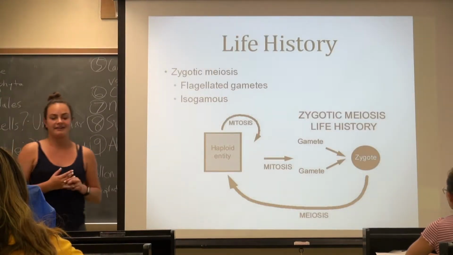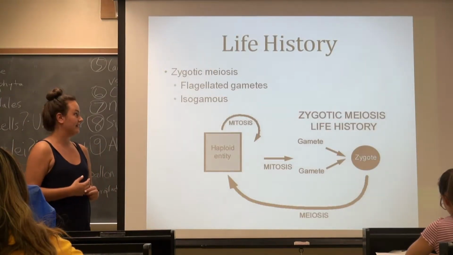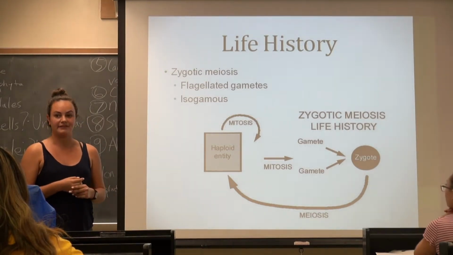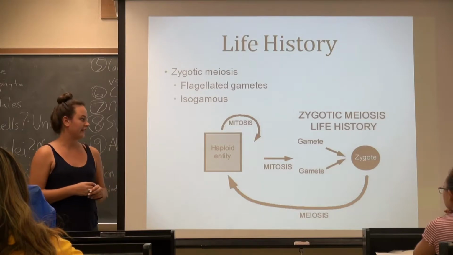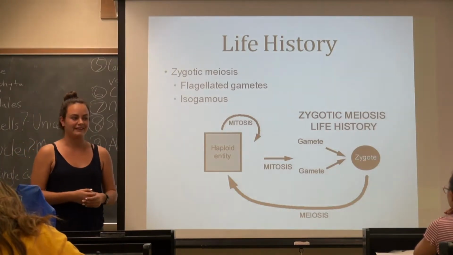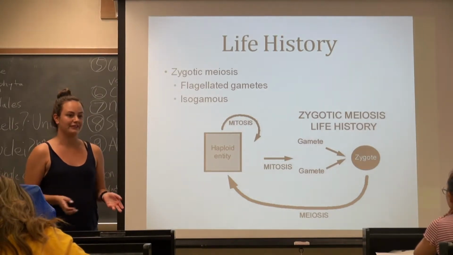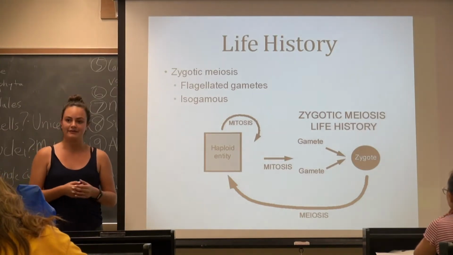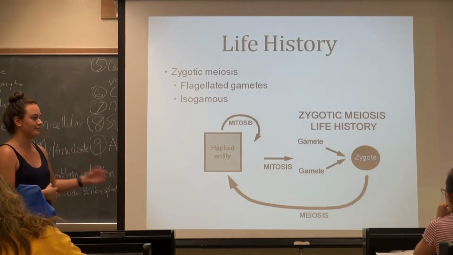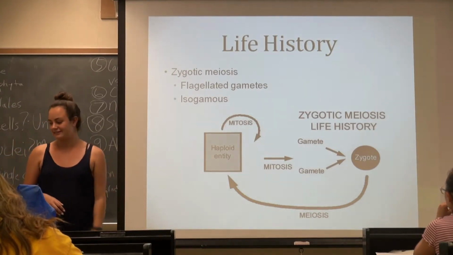So it has zygotic meiosis, and it has flagellated gametes that are isogamous, so the gametes are the same size. It starts off as a haploid entity, goes through mitosis, the gametes are produced, they combine to get the zygote, and then after the zygote, it goes through meiosis and back to the haploid entity.